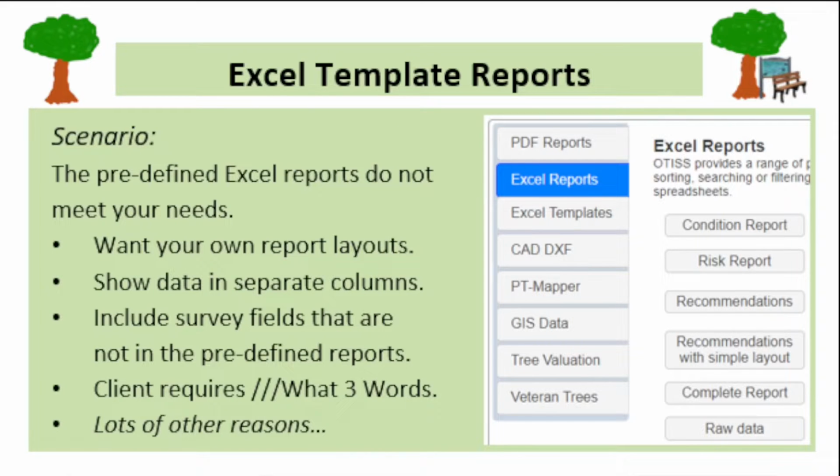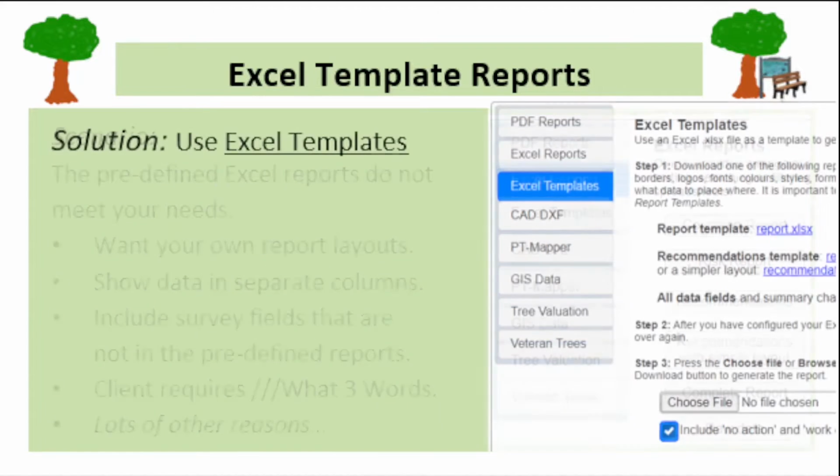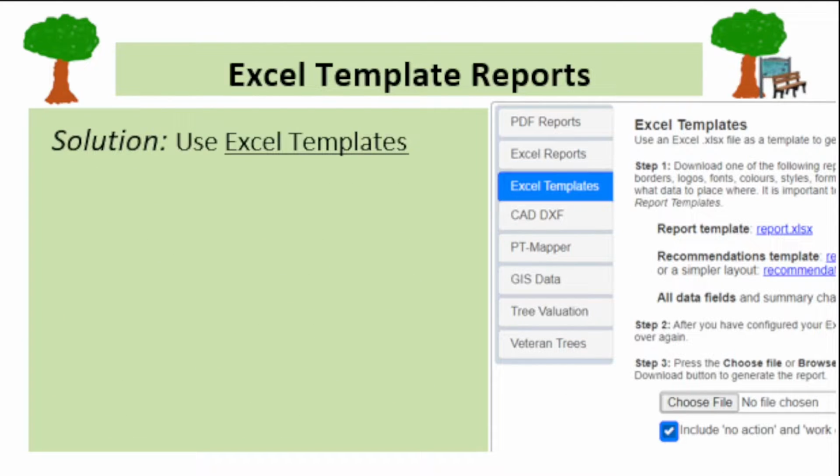But there are lots of situations when these predefined reports do not meet your needs. Perhaps you really want to use your own report layouts. Within Otis, we often combine data together. Maybe you need that data in separate columns. Not all the predefined reports include all the survey fields, or maybe your client wants to use three words. Whatever the reason, the solution is to use the Excel templates.